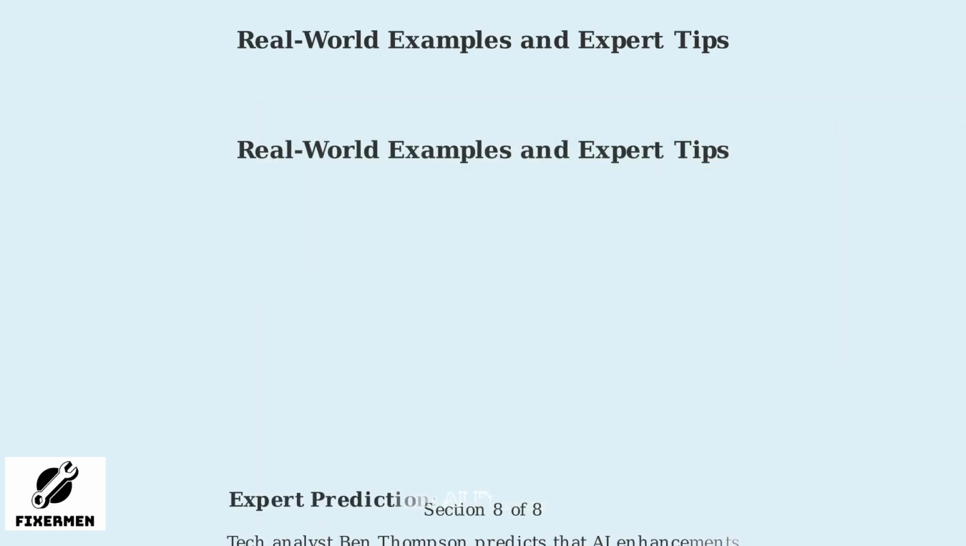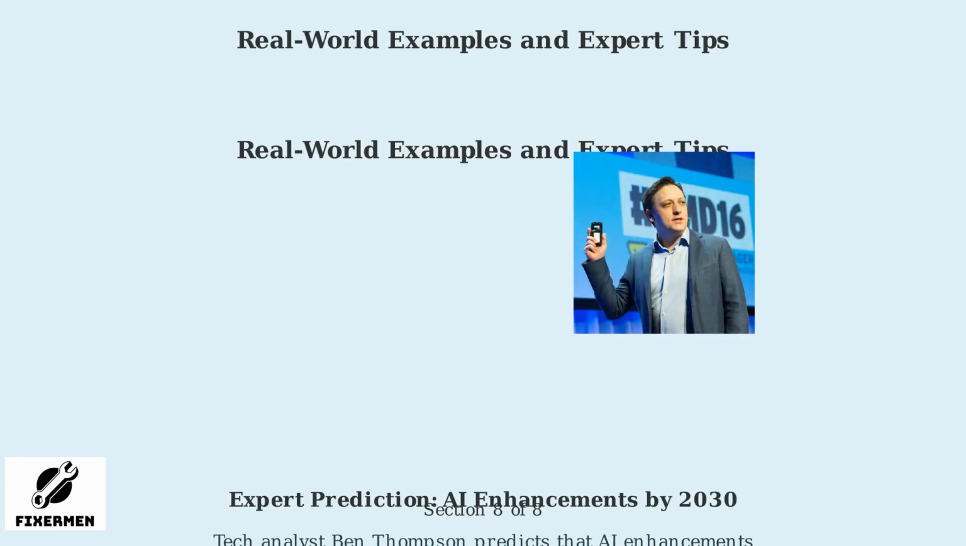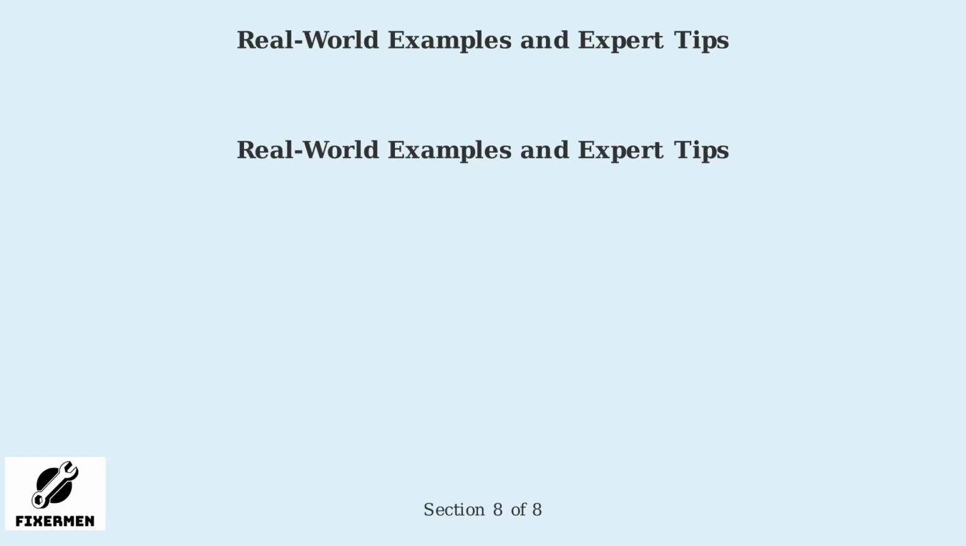According to tech analyst Ben Thompson, AI-driven enhancements in Google Drive will significantly reduce upload issues by 2030. Features like predictive error handling could make troubleshooting obsolete, improving user experience. Finally, remember to stay updated with Google's latest announcements and best practices. This includes monitoring for new AI features, API updates, and security enhancements to ensure optimal upload performance.